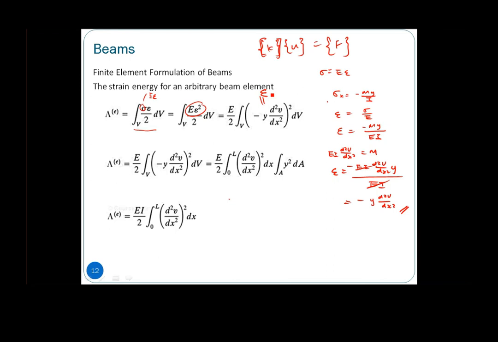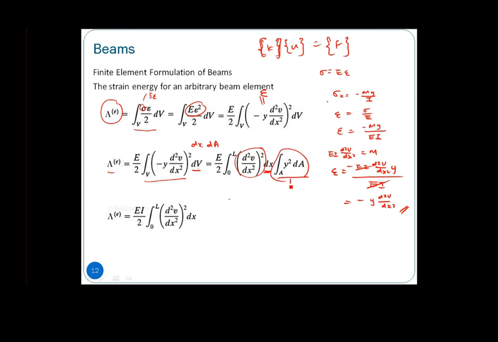So further to that, this lambda element is our strain energy of an arbitrary beam element. If you want to find the strain energy itself, we can rearrange this. This dv we can put under dx and dA. So we have rearranged this. We take this square out: d2v dx squared, to the power of 2, dx. Then we have y squared dA.